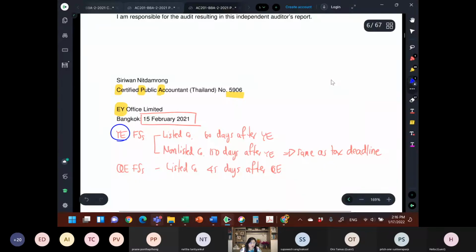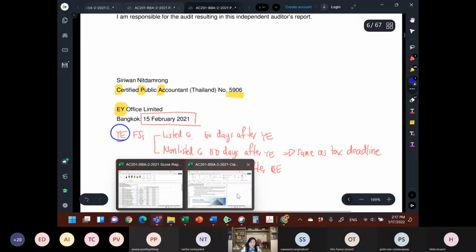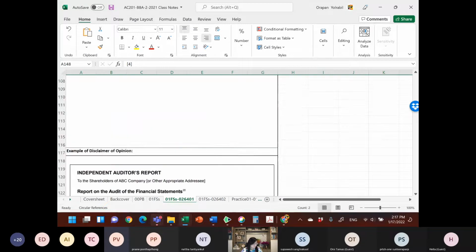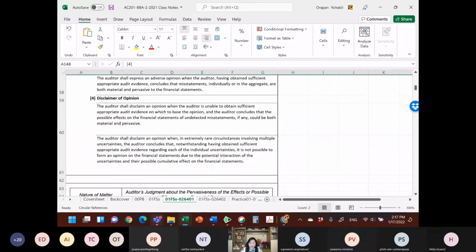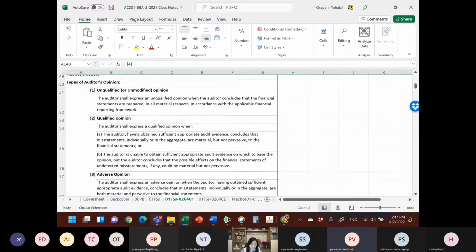Okay, so now you should be able to understand the auditor's report. So any questions here? What do you mean by FSS? It's financial statements. Okay, thank you.